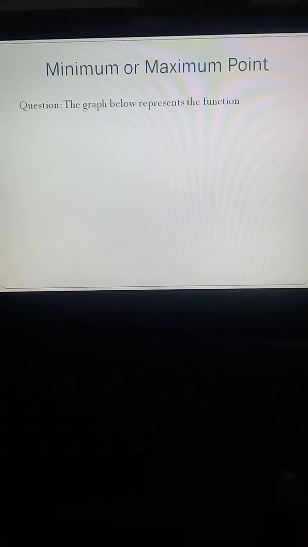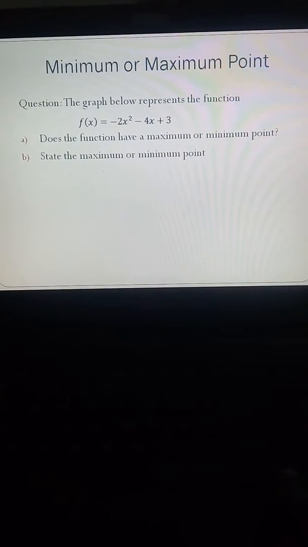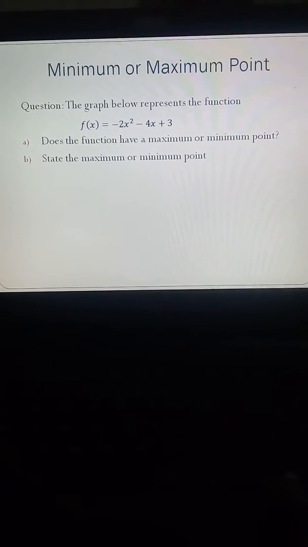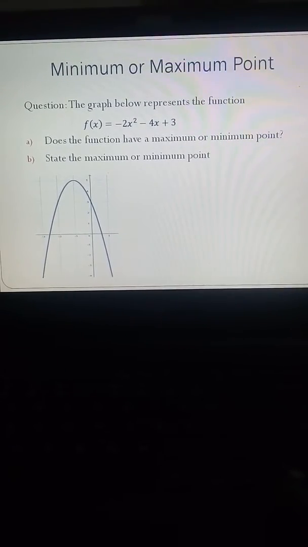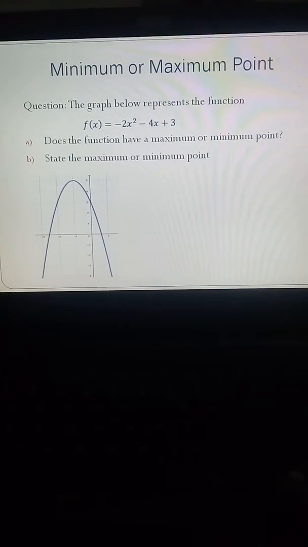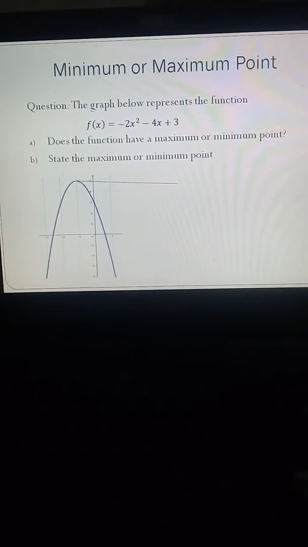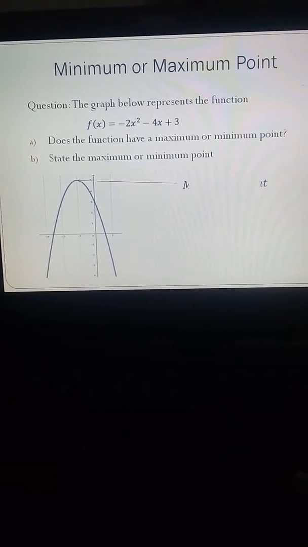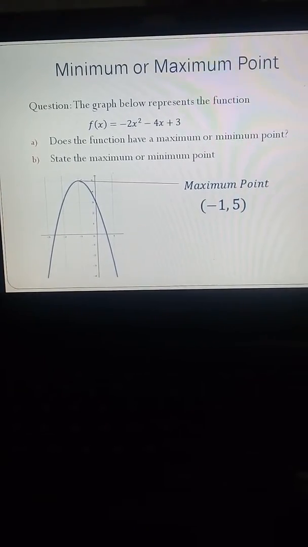So, maximum or minimum point. Question: the graph below represents the function negative 2x squared minus 4x plus 3. You are supposed to identify whether the graph has a maximum point or a minimum point, and also state the point. You do that from just the graph. Looking at this function, our a is negative, so it will be an N-shaped graph. So you'll have a maximum point and a reading of the point. It will be negative 1, 5.